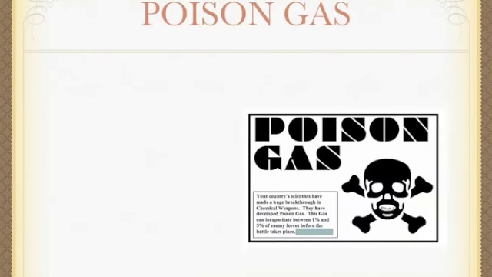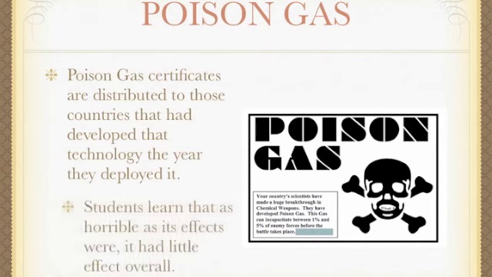Poison gas certificates are distributed to the countries that develop poison gas at the beginning of the year they deployed it in battle. Students now have the option of using poison gas as a weapon. You control the amount of casualties in the battle calculator spreadsheet. I determine the amount of casualties based on the technology level of the country being attacked. For example, the Russians would lose closer to 5% because of their lack of industrialization. Great Britain would be closer to 1% because they are highly industrialized or more likely to have gas masks.